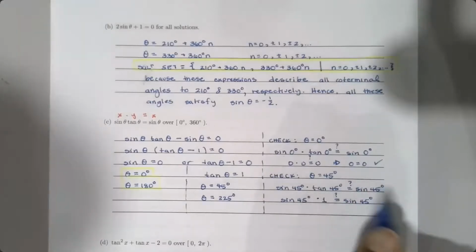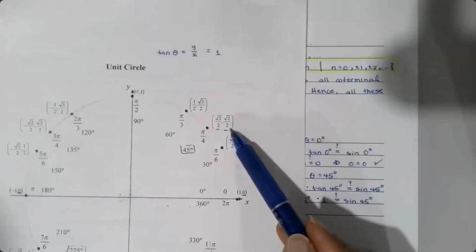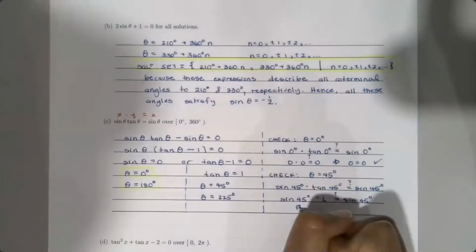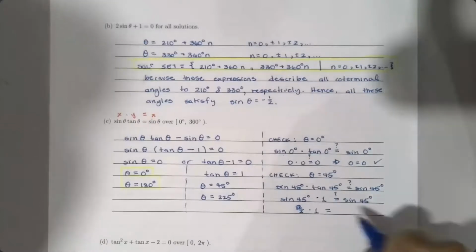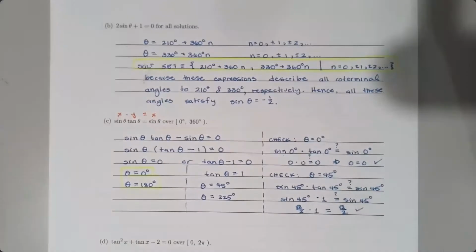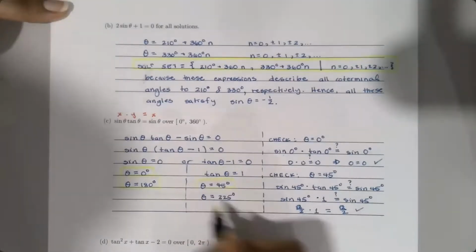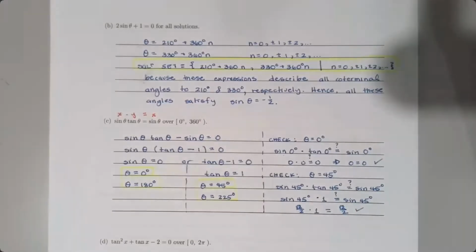In fact, we could just replace what sine of 45 is. It's going to be radical 2 over 2. So radical 2 over 2 times 1 does equal radical 2 over 2. That means this 45 is also correct. Again, you can check 225 on your own. That will be a correct answer as well.